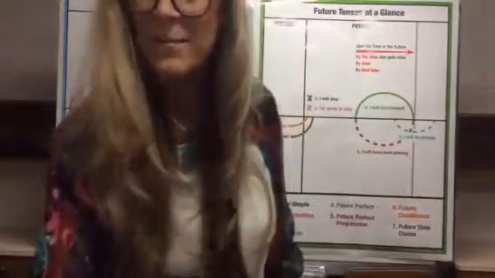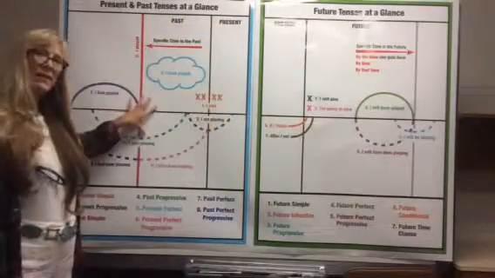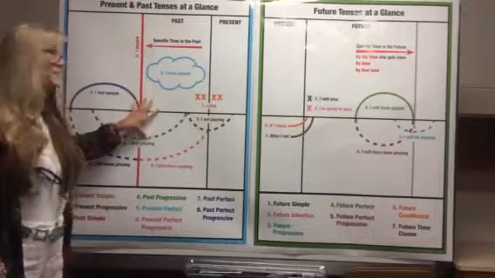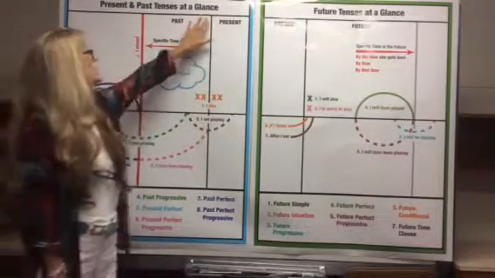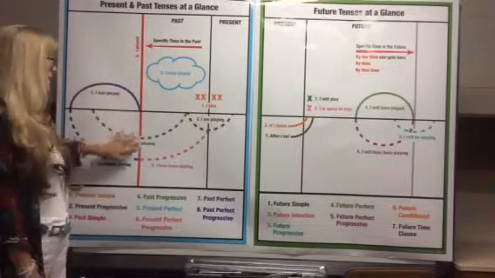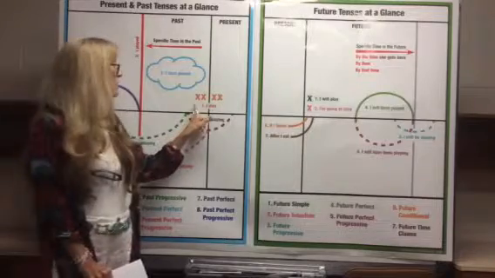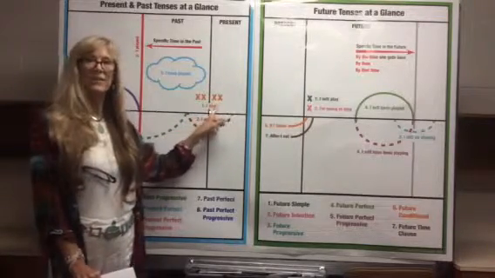Okay, let me explain how this chart works. On this chart, we have all of the present and past tenses. This is the line for the present. This is a specific time in the past. Okay, so we start with present simple.